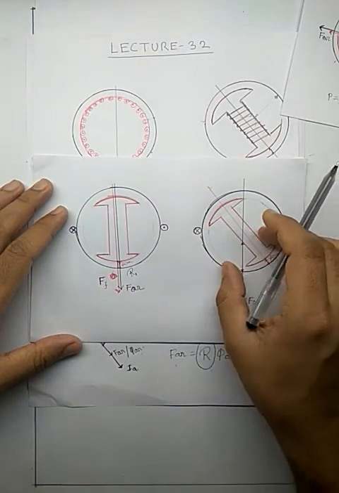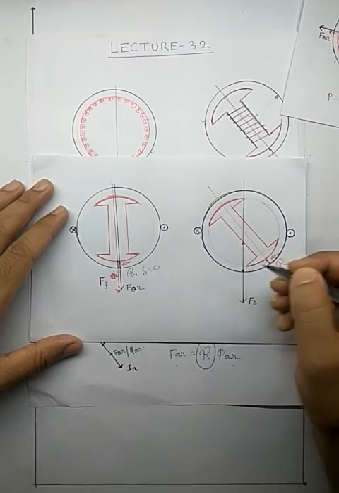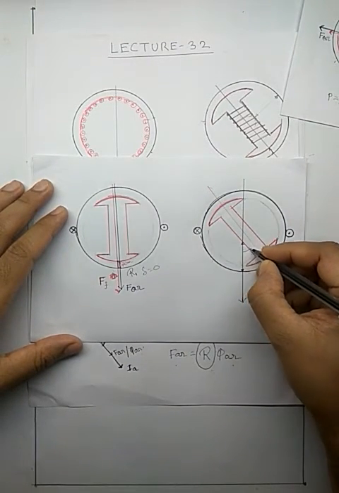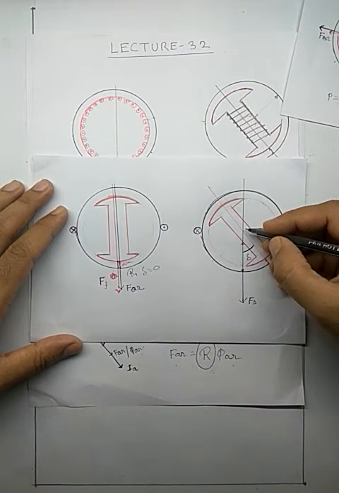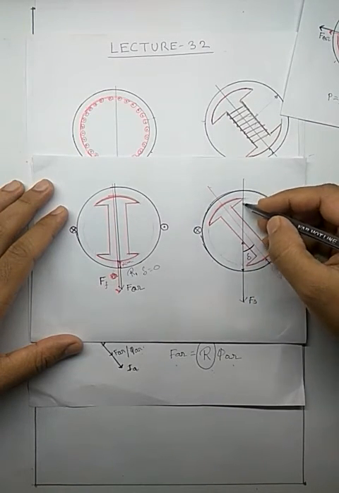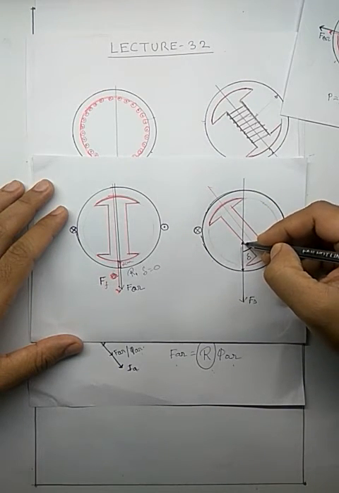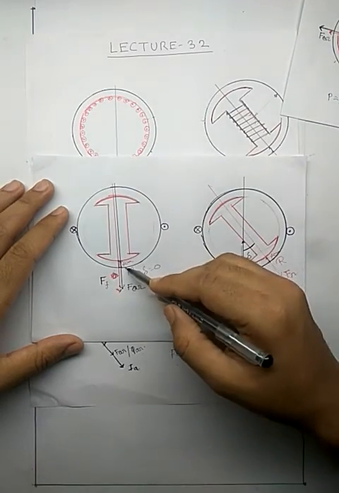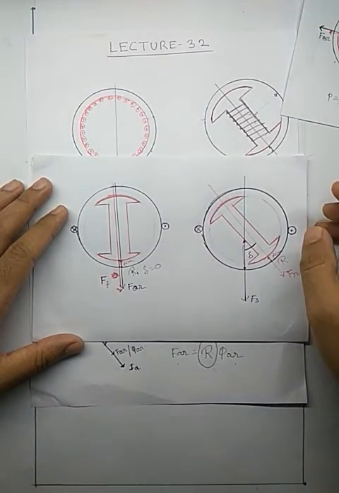Why is this change there? Because of loading. Here delta is equal to 0, and here this is your delta. When you have loaded the machine, the stator flux is seeing a different air gap. At no load it is seeing some air gap, at load it is seeing some other air gap.